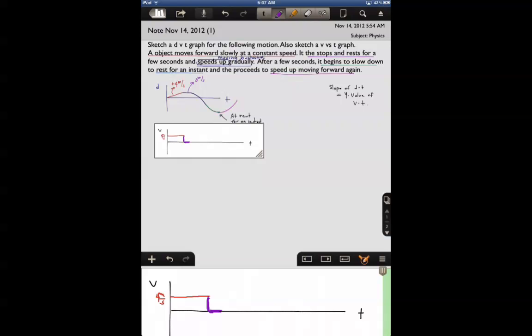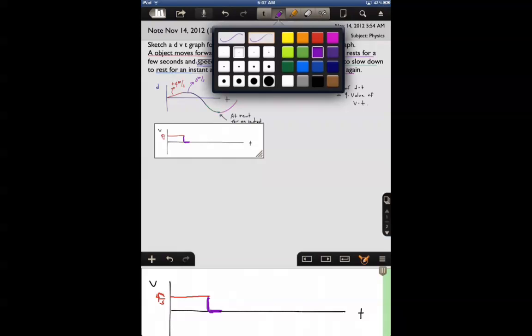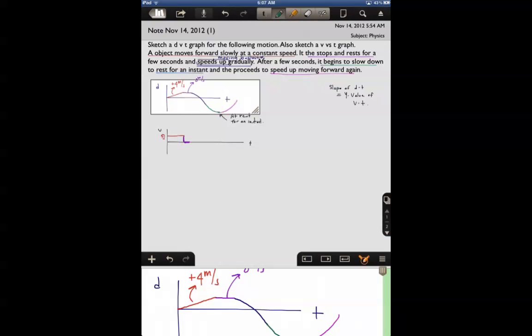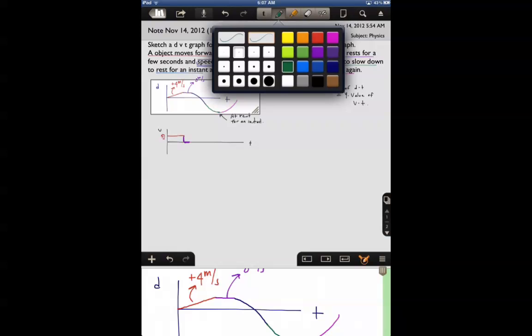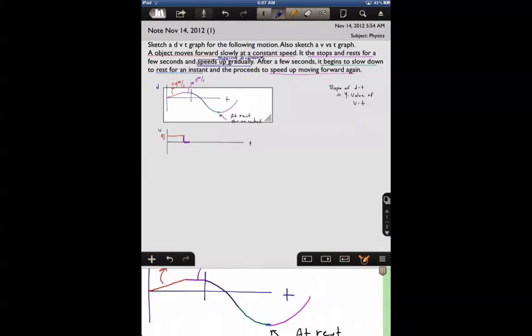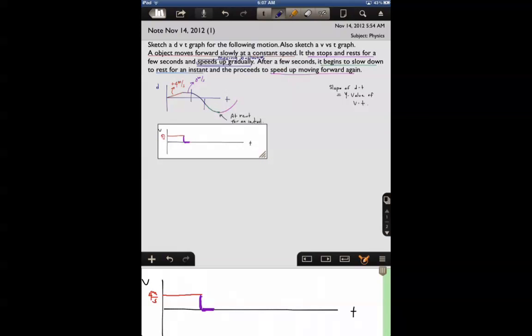The next part, we have an object speeding up, gradually moving backwards. So I'm talking about this first stretch of the line, from here to about here, where I have an upside down parabola. An upside down parabola, first of all, any curve on a dt graph will generate a straight line on the vt graph. And the way I like to look at it is, what was the velocity early on in this curve?